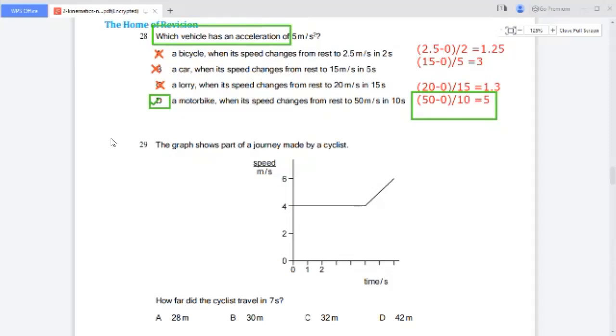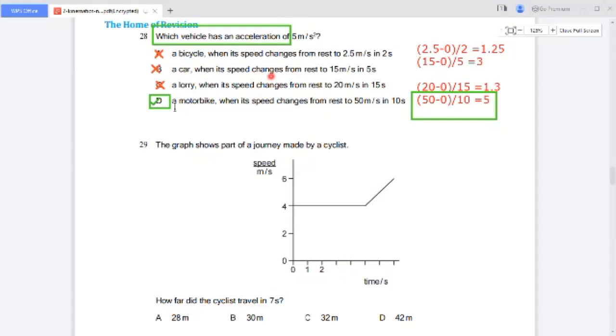Next question is, the graph shows a journey made by a cyclist. So you can see its initial velocity is 4, when time was 0, and then 2, 3, 4, 5, 6, 7. So the journey is for 7 seconds. How far did the cyclist travel in 7 seconds?